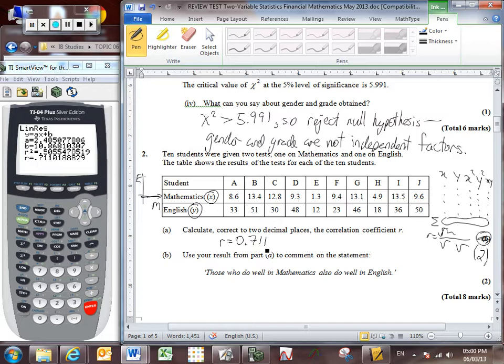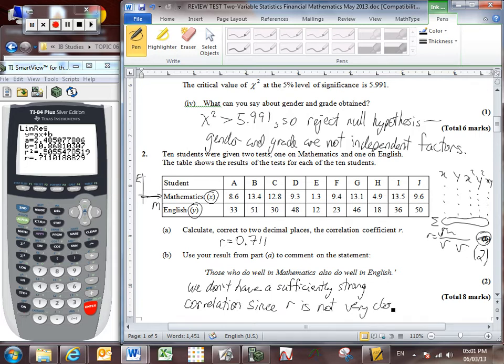One way is the situation here where we don't have a sufficiently strong correlation. So I could say, for example, in this case, we don't have a sufficiently strong correlation. I mean, you want your r value to be at least 0.9 or 0.95, like 90-95% in order to have a strong enough correlation to bother making predictions. So we don't have a sufficiently strong correlation since r is not very close to 1.